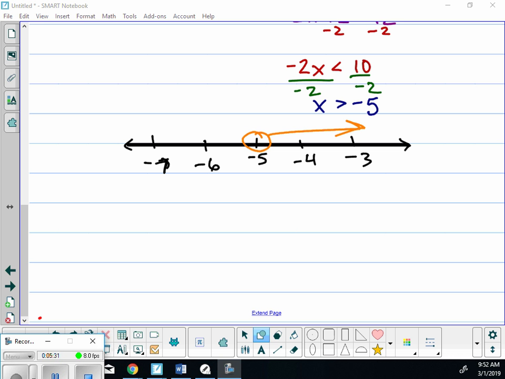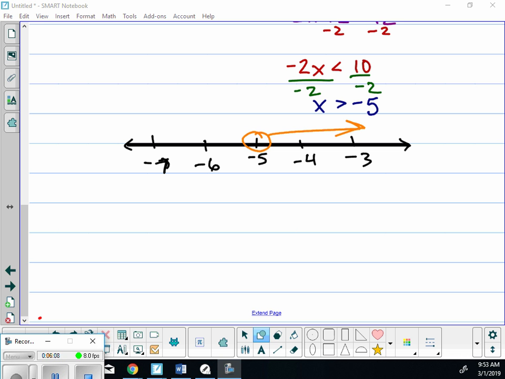So if you have it set up with the variable on the left, the inequality symbol will basically work like an arrow. As long as the variable's on the left, if it's greater than, your arrow should point the same direction as the inequality symbol to the right. If it's less than, then it points the other way. Now, if your variable is on the right, that totally messes that whole thing up. But if your variable is on the left, your inequality symbol will give you an indication.